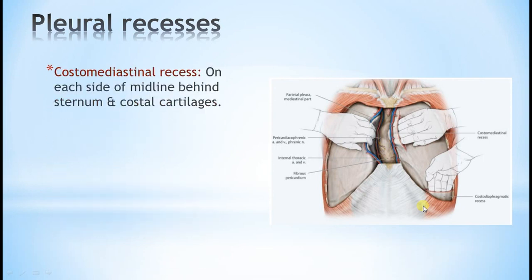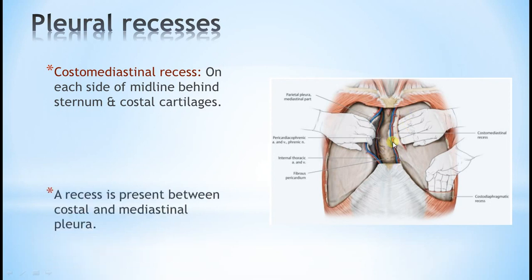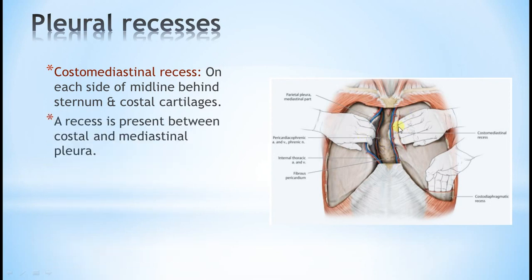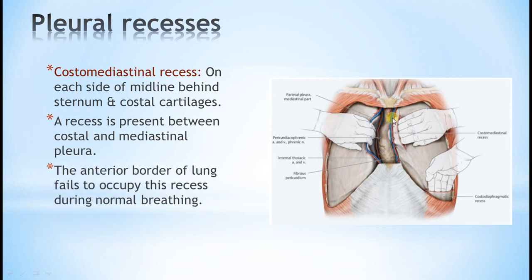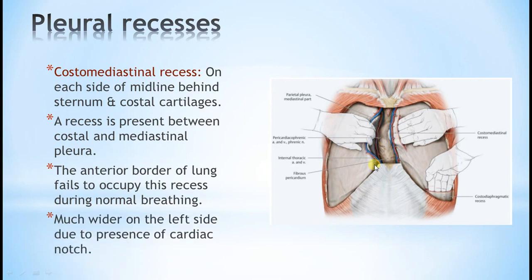So on each side, on the midline, what you see is the costodiaphragmatic recess present between the costal and the mediastinal pleura. As I told you, the anterior border of the lung fails to occupy this recess during normal breathing. So you are able to see the anterior border of lung which has been reflected for you. It is more wider on the left side.